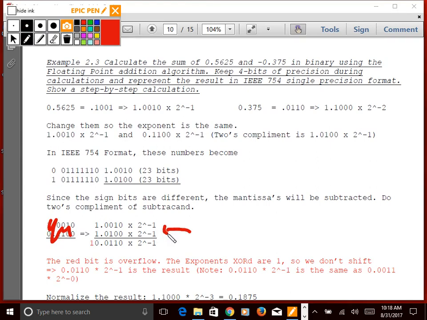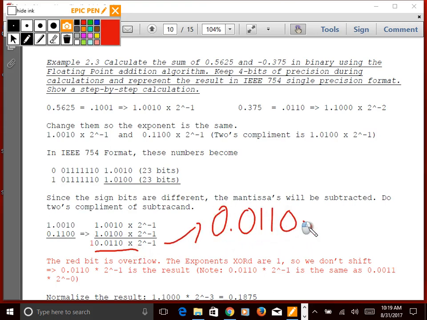So it's 1.0010 times 2 to the negative 1. We add these values together, now that we've performed the 2's complement. Because the signs are different, you can't have overflow, so this value is ignored. And so the result that we're looking for here is 0.0110 times 2 to the negative 1. Does that make sense? If you get overflow in some sort of subtraction problem, we'll see a difference here when we flip the bits and perform the problem in example 2.4.